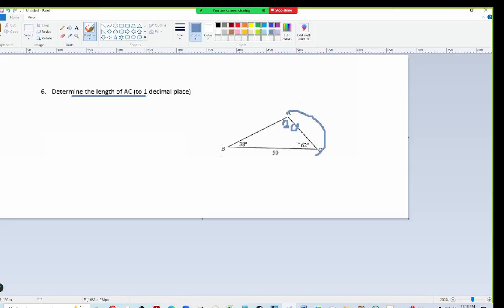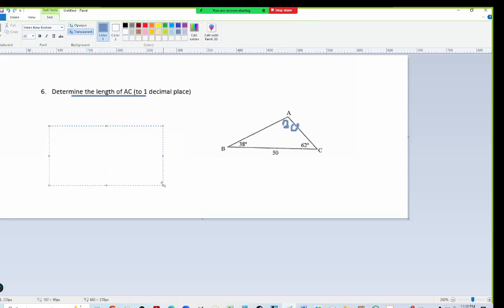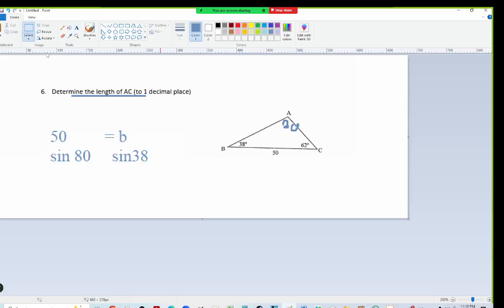So what would we do? It would be 50 over sine 80, and then equals b, side little b, over sine 38. How do I get that little b all alone? B is being divided by sine 38, so to get rid of a divide, you have to multiply.